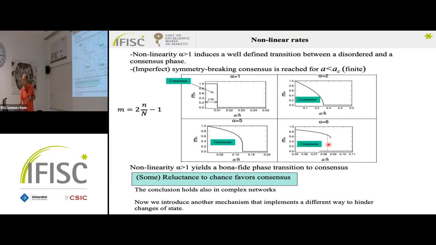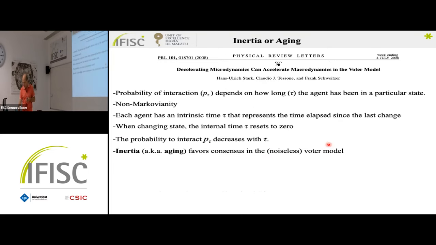I guess so, yes, it's quite similar to this model. It's the same universality class, so you can have domains. Now, this is the normal Markovian effect here.